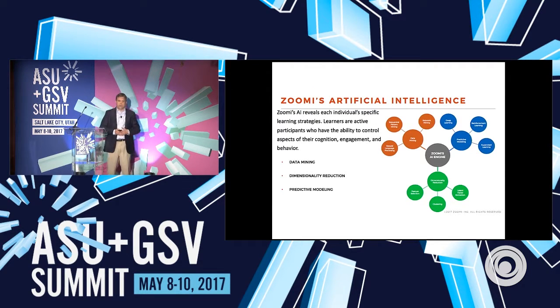I'm not going to go into all the details of the artificial intelligence that we use, but it's not just rules-based, it's true AI. As many of you know, each individual has a specific learning strategy when they go about learning in an e-learning course, and they're all controlling different aspects of their behavior or cognition or engagement. So what we do is we take that and apply different data mining techniques, dimensionality reduction, and predictive modeling to try to get to what they are actually learning, what the knowledge transfer is, and how that relates to the business outcomes for which the training was originally designed.